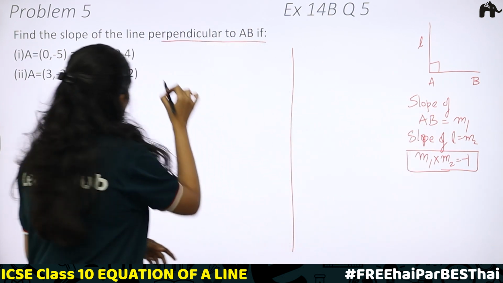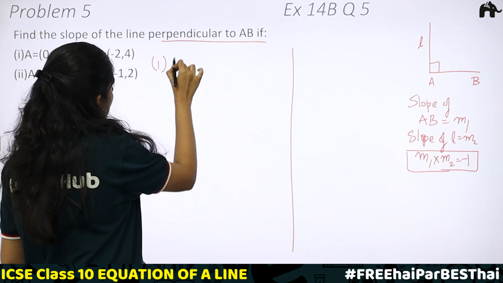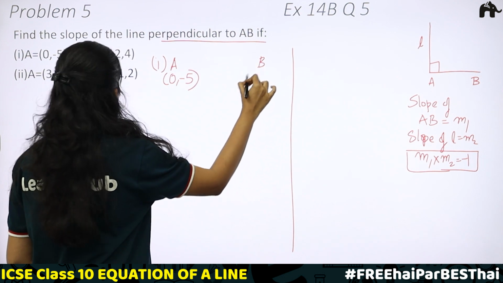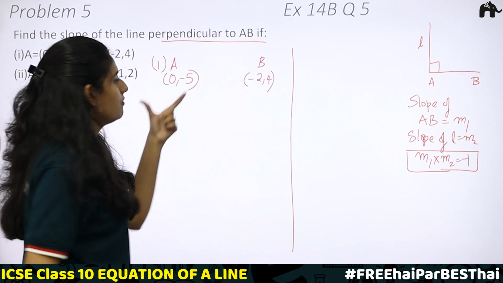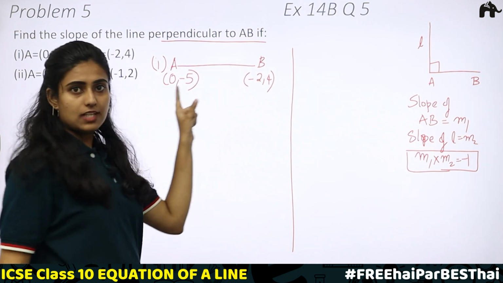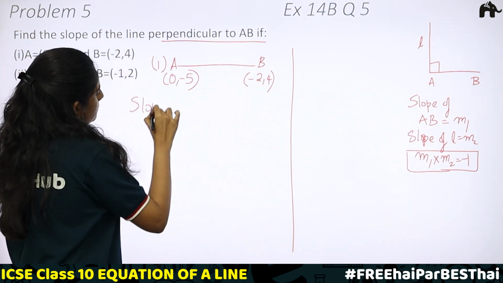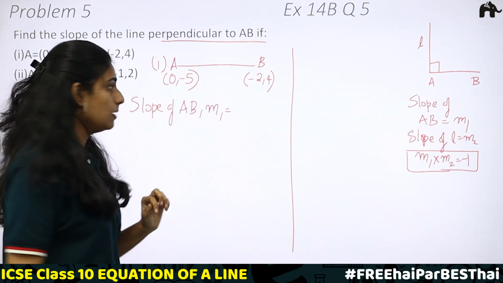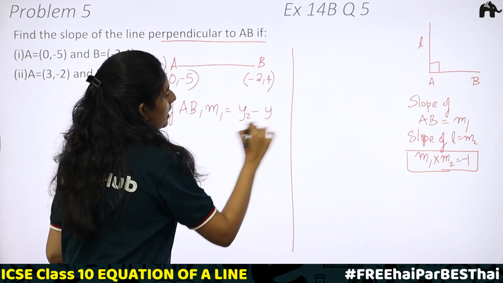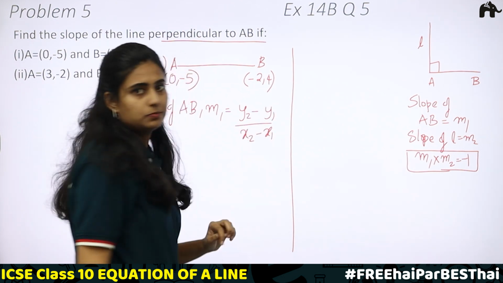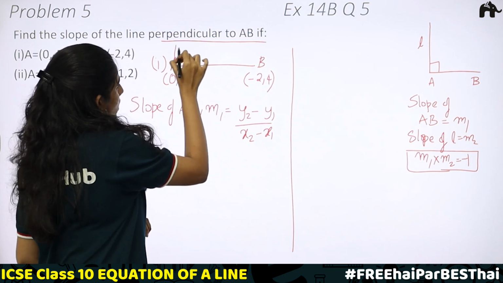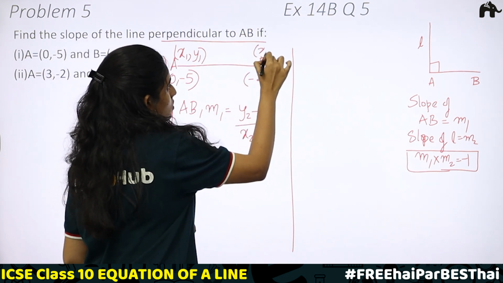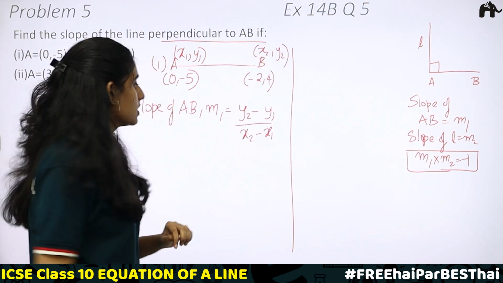So take the first set of points. We have A is equal to 0, minus 5 and B is equal to minus 2, 4. We'll find the slope of this line AB. Slope of AB, m1 is equal to, same formula, that is y2 minus y1 divided by x2 minus x1. Now here point A coordinates are x1, y1 and point B coordinates are x2, y2. Put the values.